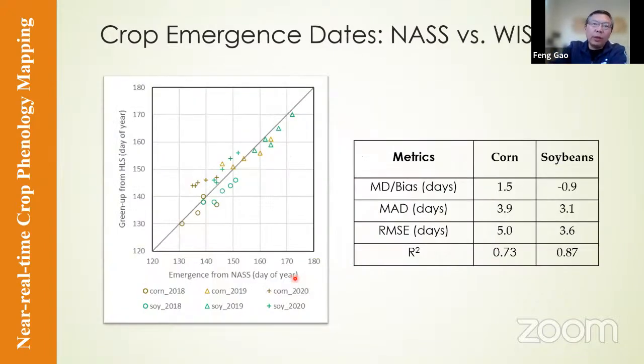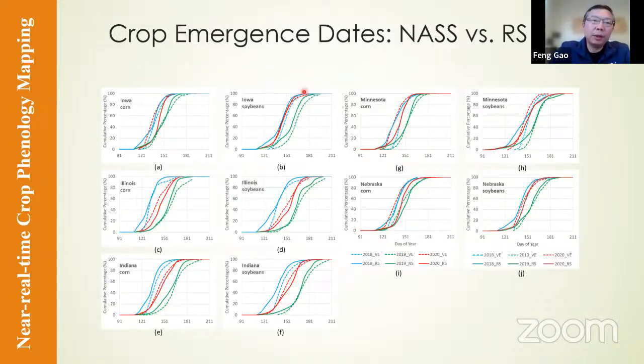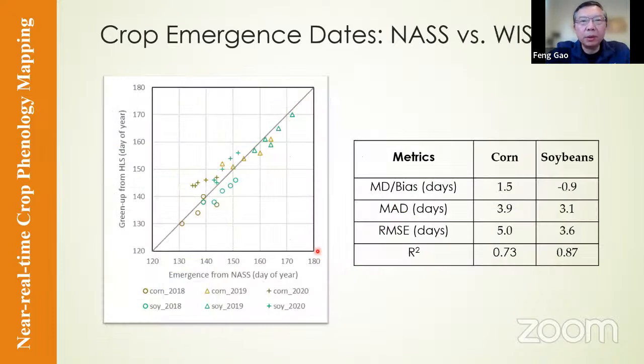But the good thing is we can provide 30-meter resolution, so this area is like our field scale, and then we can compare the NASS report to the remote sensing detection using the median date. This is an accumulative histogram, so we pick the 50% point as a comparison for the crop emergence between the NASS report and remote sensing estimation.